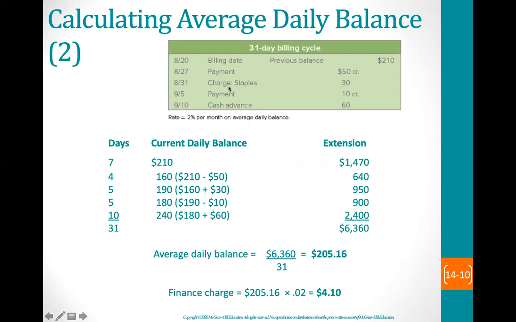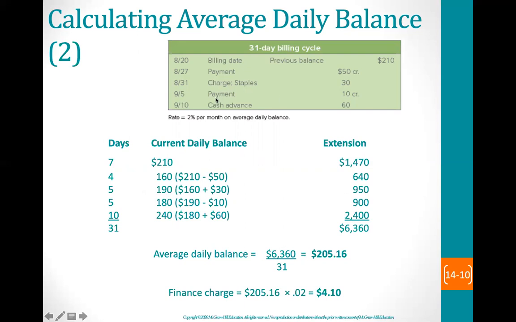Then she made a charge of $30. So her balance went up to 190. The 160 previous balance plus her $30 charge is 190. That stayed for 5 days from 8/31 to 9/5. 5 times 190 is 950.